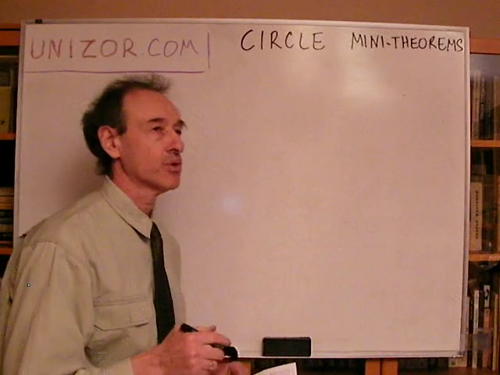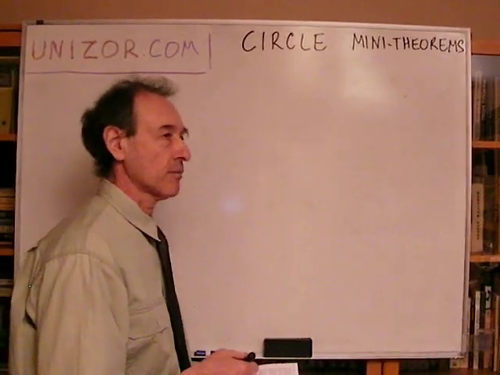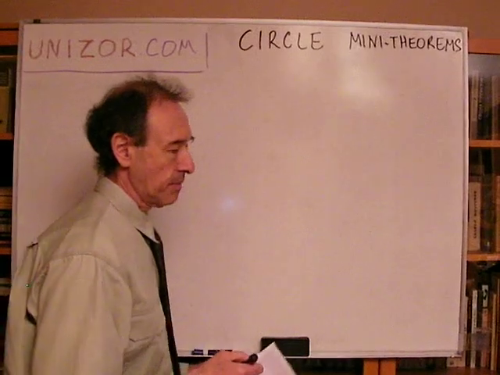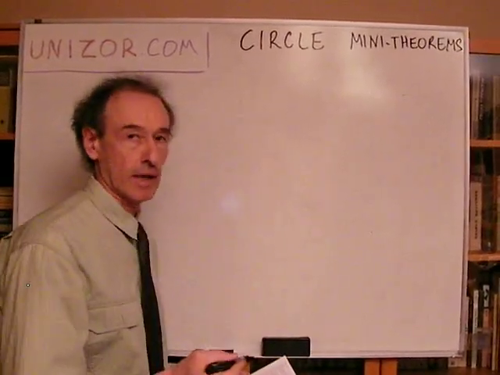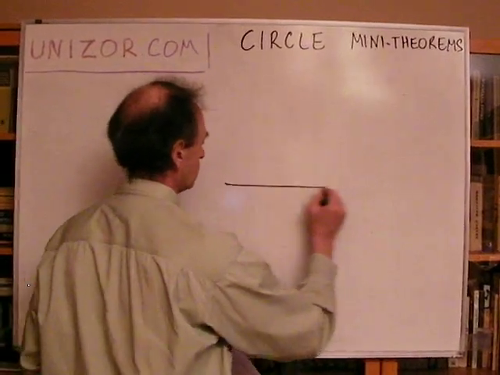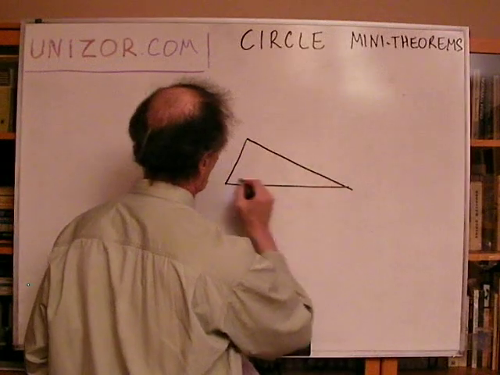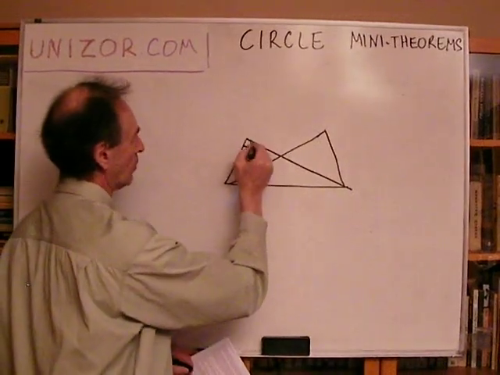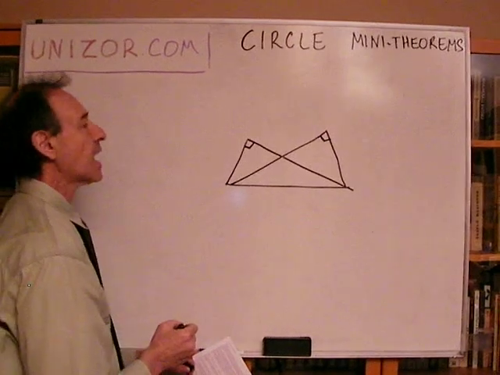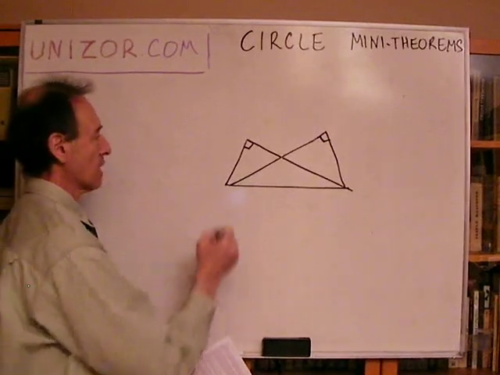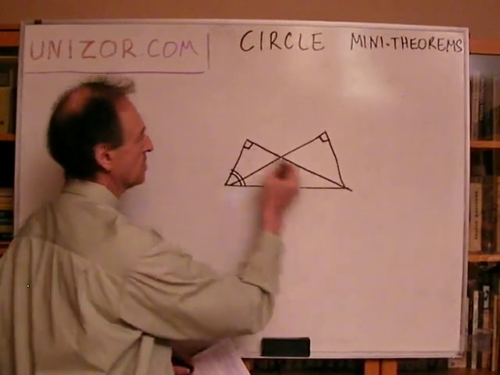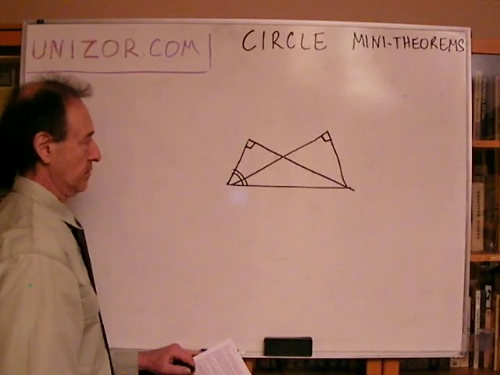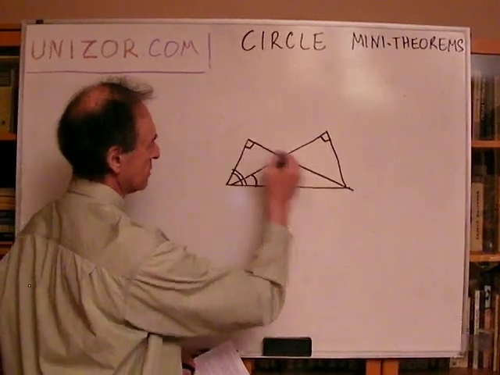Now I would like to prove another theorem, a mini theorem, which I will use later on. And this is about right triangles. If you have a bunch of right triangles with a common hypotenuse, so these are all right angles, they have a common hypotenuse. My statement is that the bigger this angle is, the bigger the leg across from this angle. This angle is bigger than this, so this side is bigger than this.